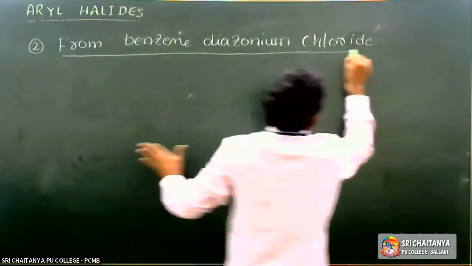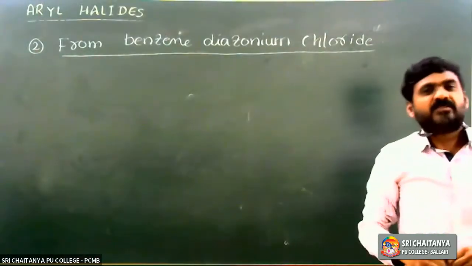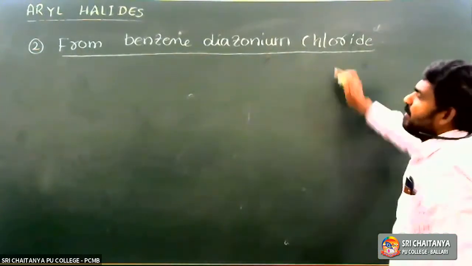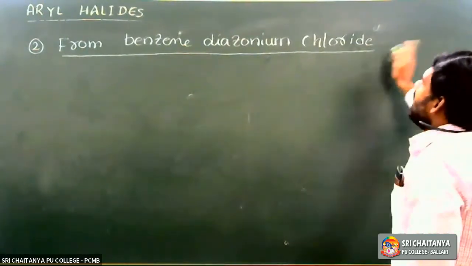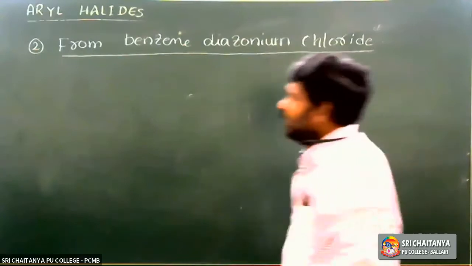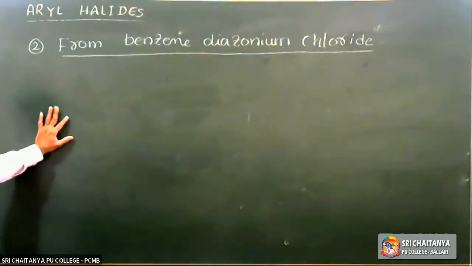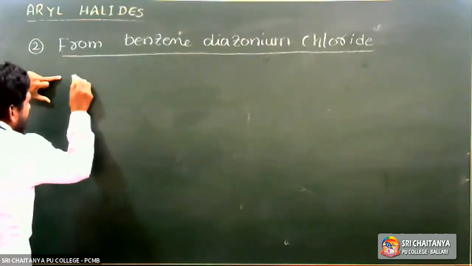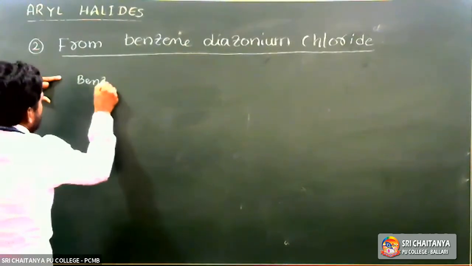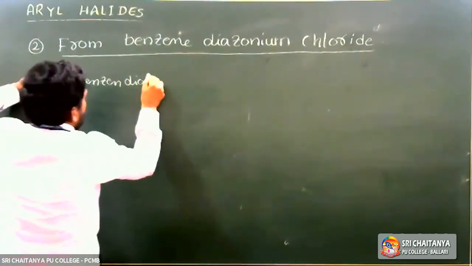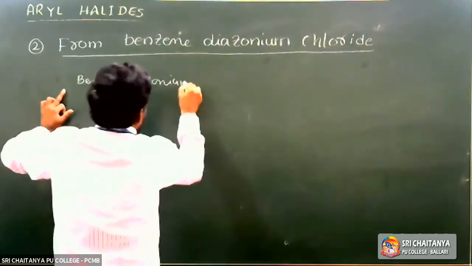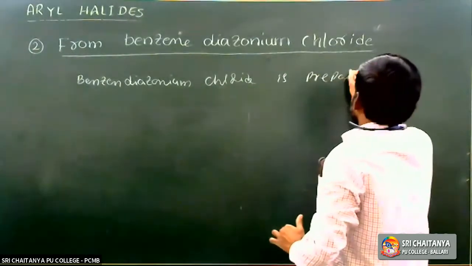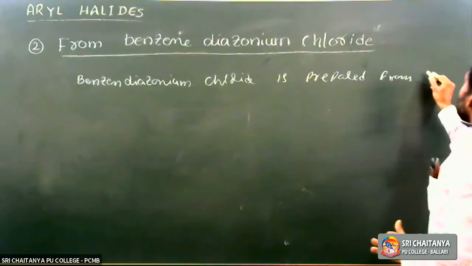Benzene diazonium chloride is also one of the chapters. It is the last topic in the amines chapter of second year organic chemistry. Benzene diazonium halide or benzene diazonium chloride: what is the formula, and how is it prepared? This benzene diazonium chloride is prepared from aniline.